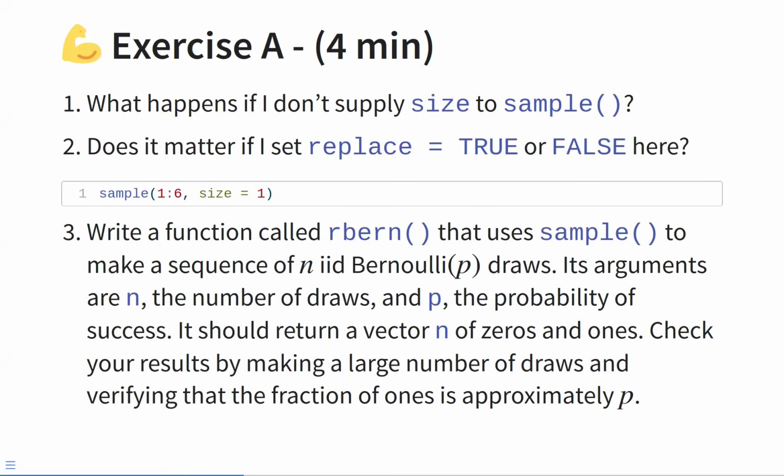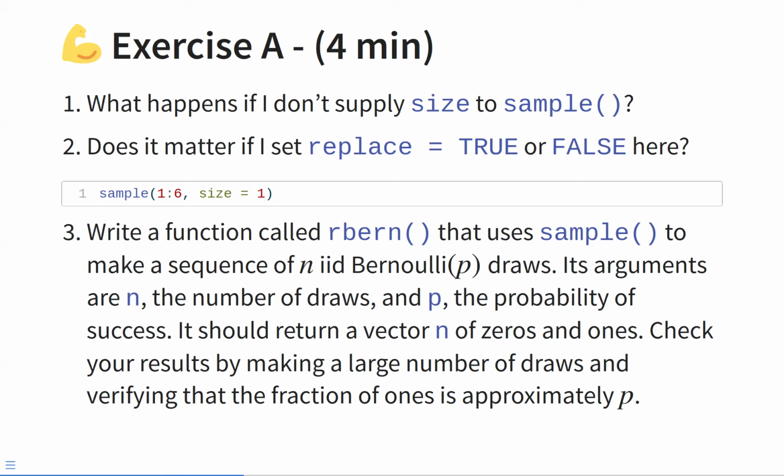We've now reached the end of this video, so it's time for some exercises. The first two exercises ask you to think a little bit more about the function sample. And the third exercise asks you to write a function. This function is called rburn, that stands for random Bernoulli. And I'd like you to use the built-in R function sample to construct your function rburn.